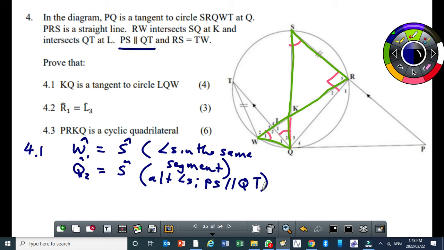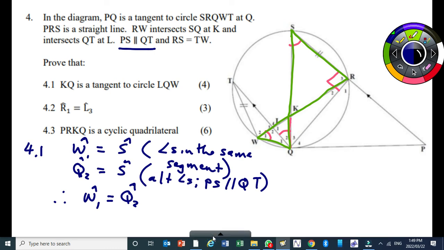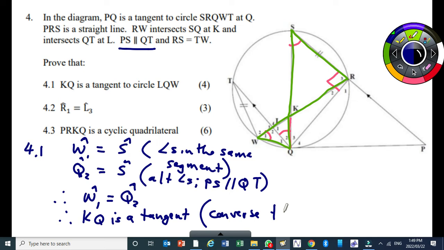Now, because we have got S and S, it means the left-hand sides are equal, so we can say, therefore, W1 is equal to Q2. You don't have to give a reason there. That's a conclusion based on the two statements. There's no reason that you have to give. Then you are going to answer now the question. Therefore, KQ is a tangent. Our reason will be converse tan-chord theorem.